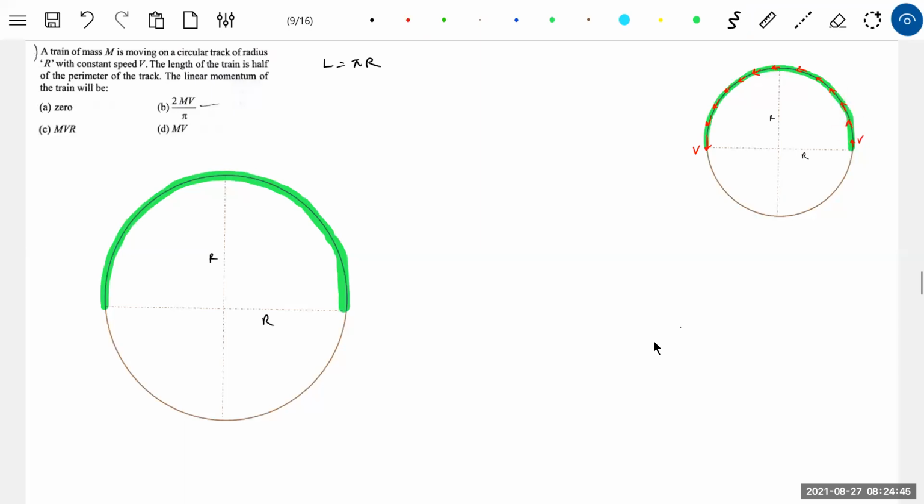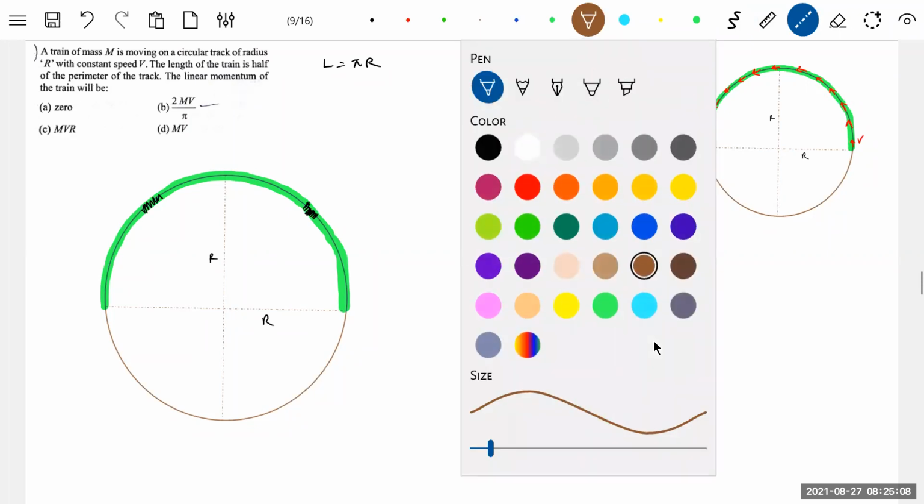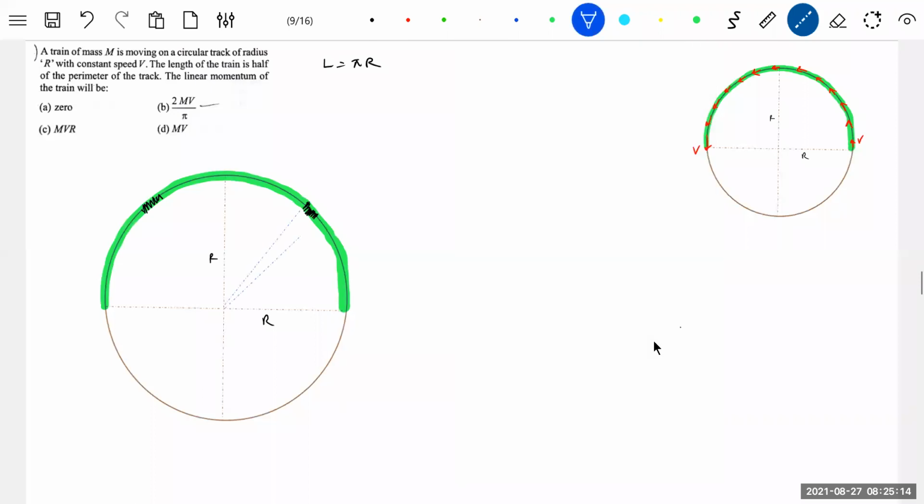It's asking momentum, and momentum is a vector quantity. Shall we just add up speed into the mass? The mass of the train is m, the speed is v, so mv is our momentum? No, not like that. Momentum is a vector quantity. So what we shall do is first assume a small element here. Let me pick symmetric elements. This is also r.